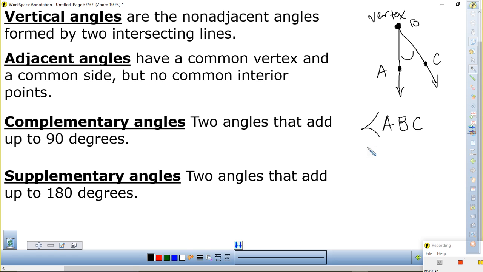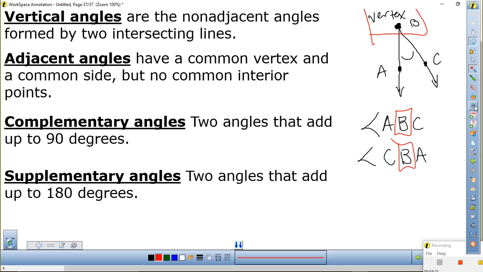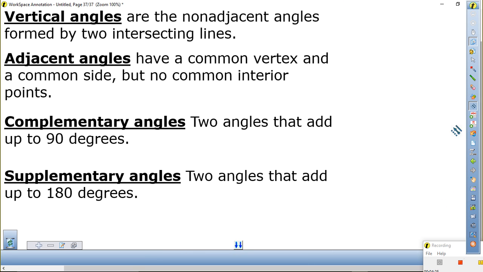Another way of writing this would be angle CBA. C, B, A. Which is the only letter that did not change? B, because that's the vertex. That's why it doesn't change. You understand? All right. So that was a good intro, and a good covering of the basic terms.